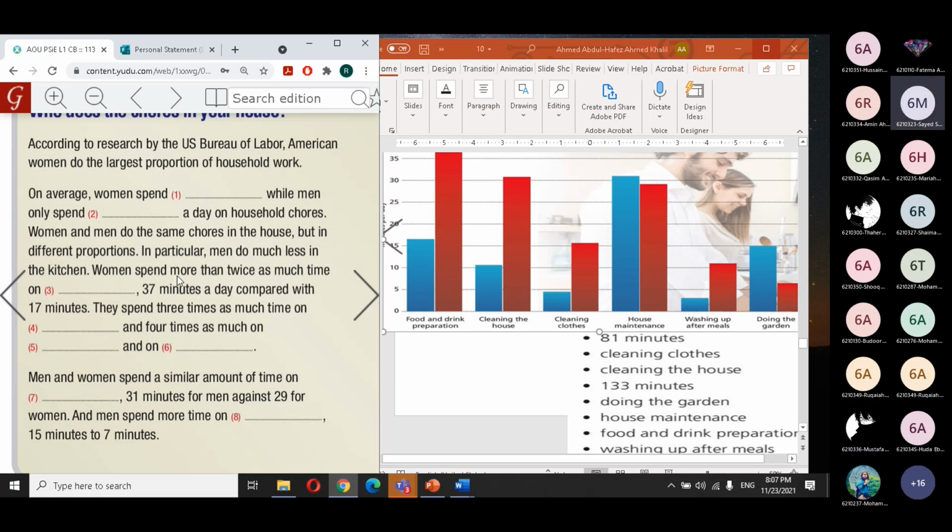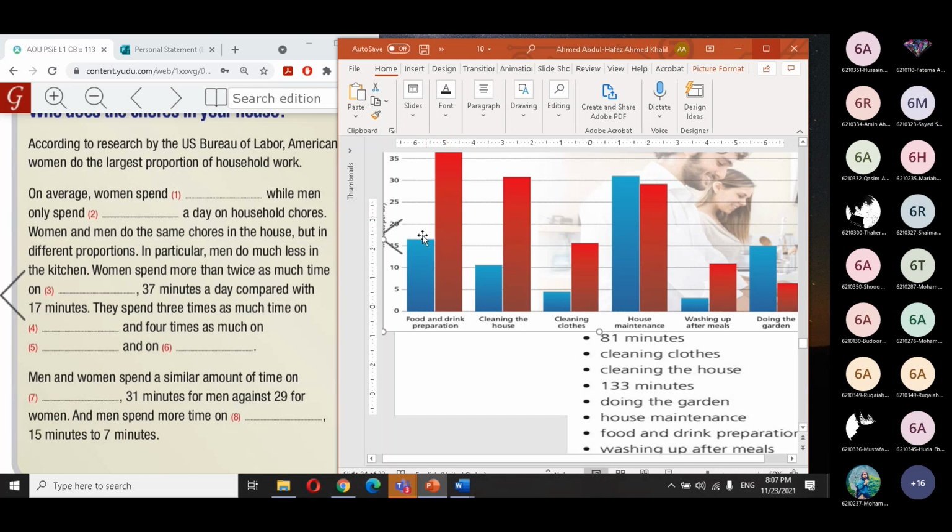Women spend more than twice as much time on food and drink, 37 compared to 17. Food and drink, yes. 37 to 17, this is the one. 37 for female, 17 for male. This was in food and drink preparation.